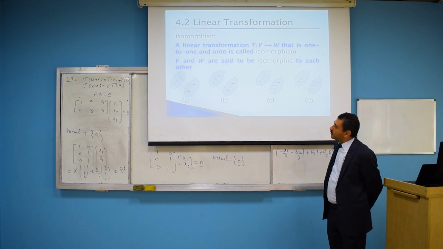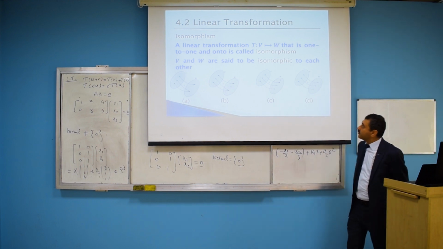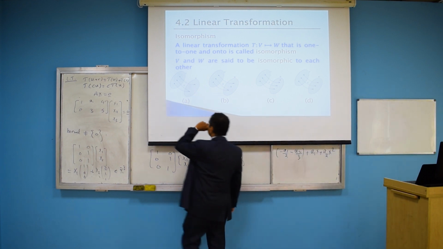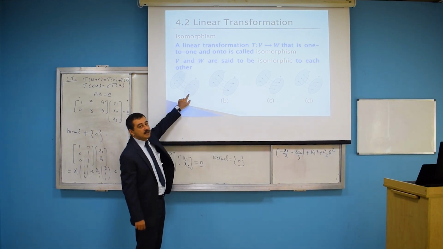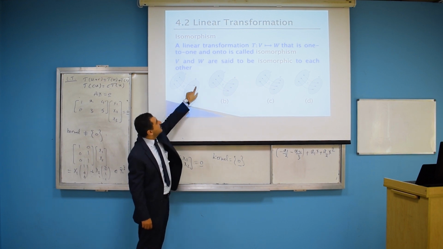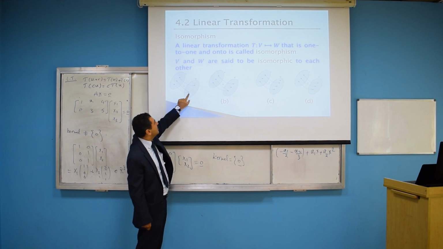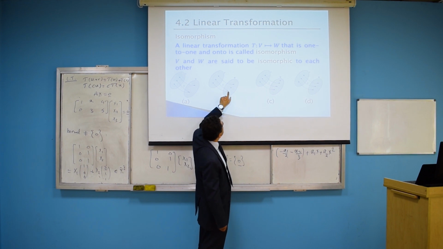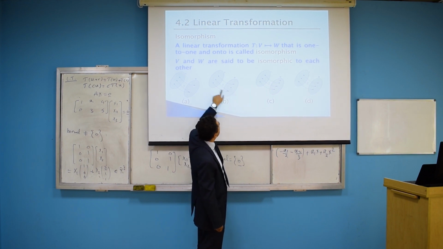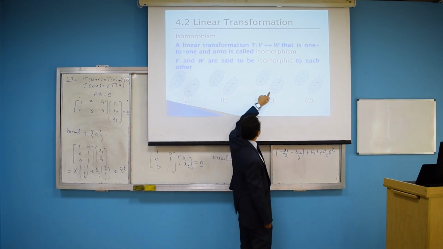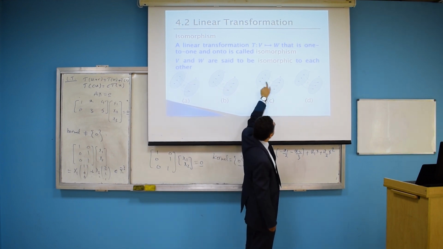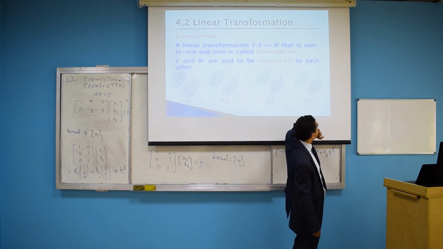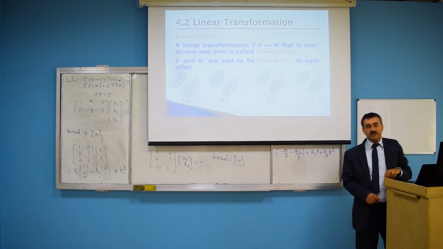And if you look at this diagram, let's check which one is an isomorphism. If you look at the first one, you can say that it is an onto transformation, because the range equals the codomain, but it's not one-to-one. For the second, it's not onto and not one-to-one. For the third one, it is one-to-one but not onto. For the last one, it is both one-to-one and onto, so it is an isomorphism between V and W.